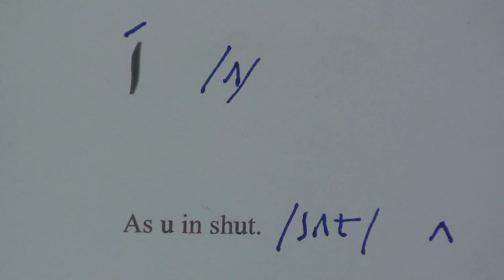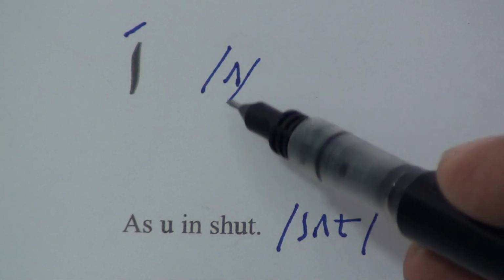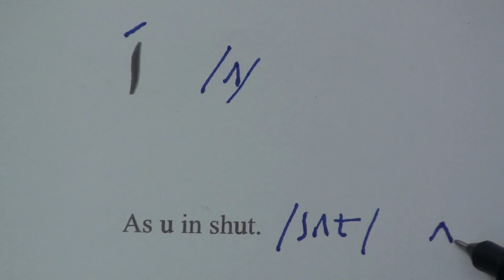In English dictionaries, you will find the sound of this phonetic symbol as this one. Here, this is the phonetic symbol of this sound. This sound is like the U in the English word shut. So this is a.